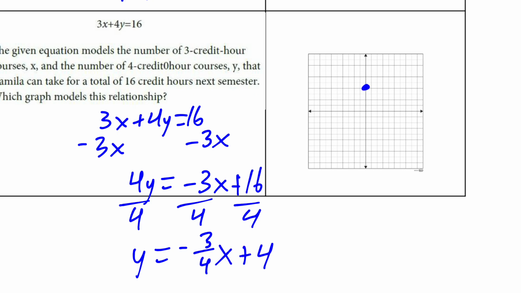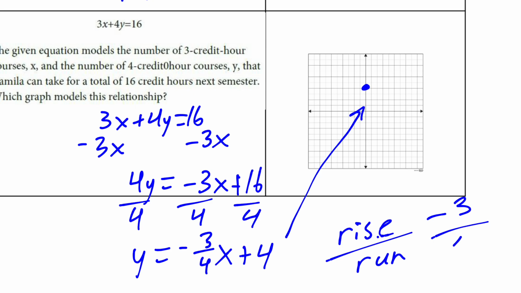I start with 4. That's my intercept. And then I use rise over run. And that's negative 3 over 4. So from this point, I go down 1, 2, 3, and I go to the right 1, 2, 3, 4, and I put a dot. If I wanted to, I could do another one. The pattern is you go down 3, right 4.